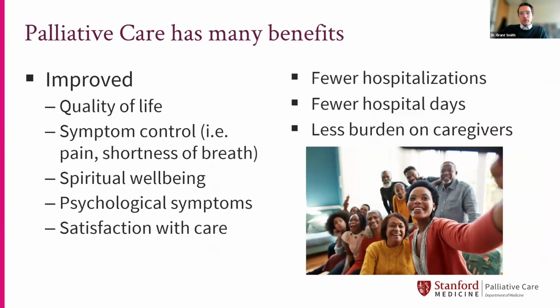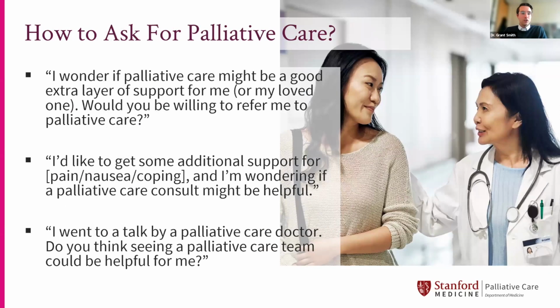I'm going to skip over this for just a little bit, but to get palliative care, really the best way is to ask your healthcare team for a referral. I think there are a lot of ways to do that. Sometimes we hear, I don't know exactly what to say or how to ask. Even just saying some of the language we've used today: I wonder if palliative care might be a good extra layer of support for me. Would you be willing to refer me? Or maybe there's something specific you want help with. I'd like to get help with my father's agitation at home. I'm wondering if palliative care could help.